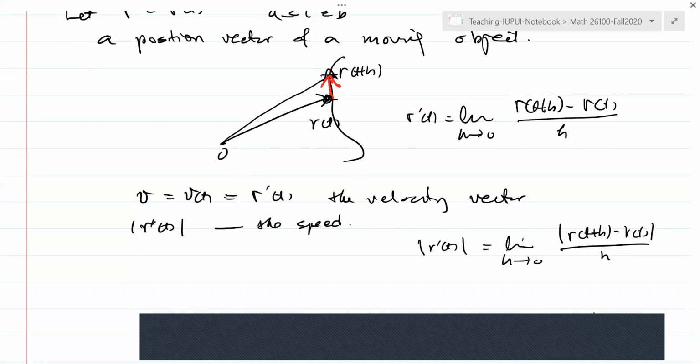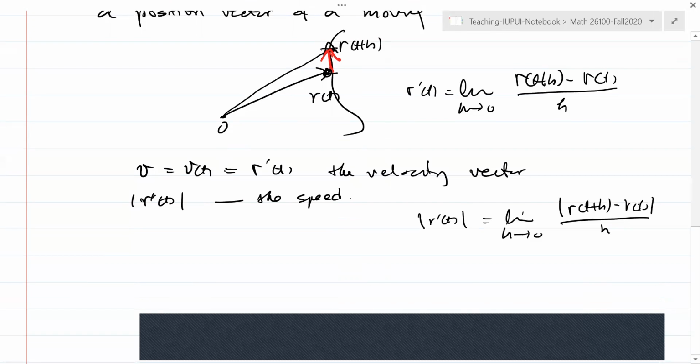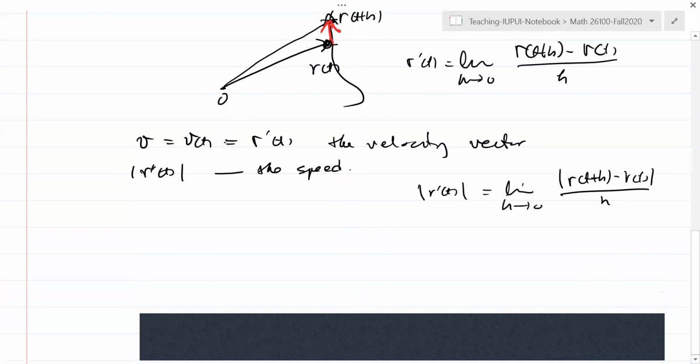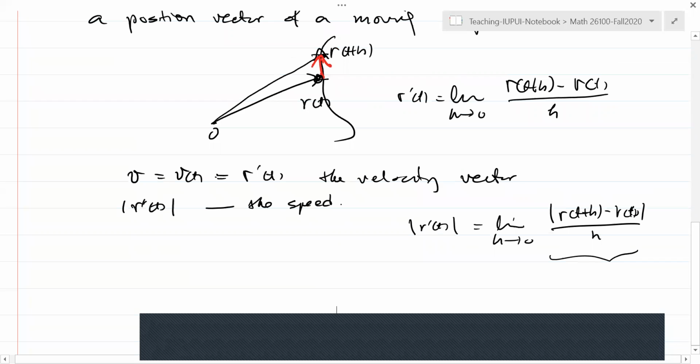And if we remove the two vertical bars, then you get a vector, and that vector is reasonably called the velocity. So the component, r(t+h) minus r(t) over h, is the average velocity. This is easy to understand. This is the average speed.